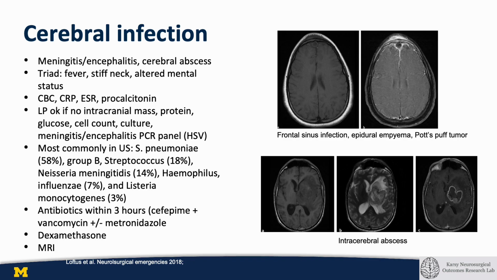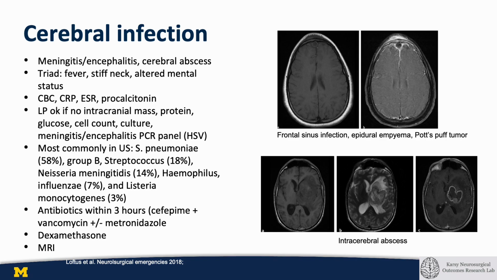With cerebral infection, this is another neurosurgical emergency. So this includes meningitis, encephalitis, and cerebral abscess, these infections of different parts of the brain and different patterns. The classic triad of meningitis includes fever, stiff neck, and altered mental status, but it's not always that sensitive. So having a high degree of suspicion is really important for anyone you suspect is having a meningitis or intracranial infection. The workup is laboratory studies, including inflammatory markers, blood cultures.